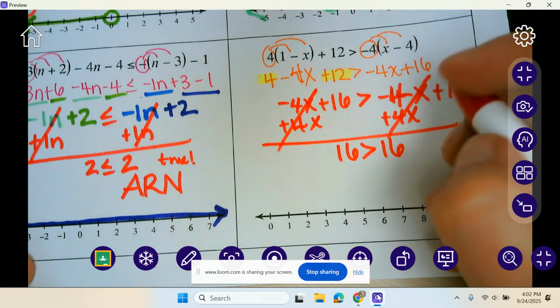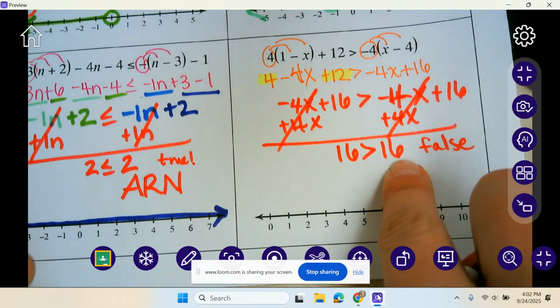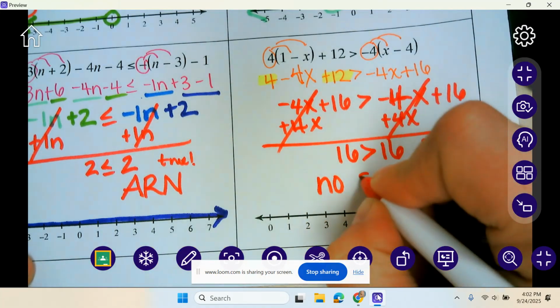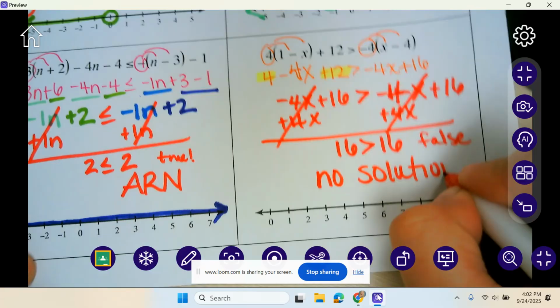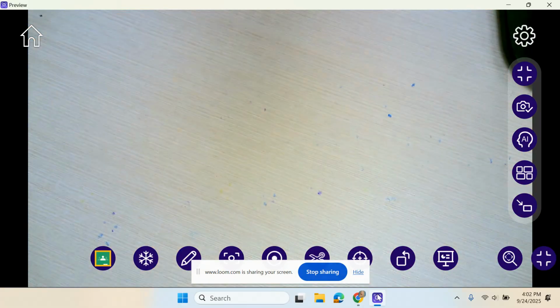This is false because those are equal. This is not greater than this. If there's a line underneath like this one, then it'd be true. But this one's false, so it's no solution. And then you just leave the number line blank. All right, last page is the page for the word problems.